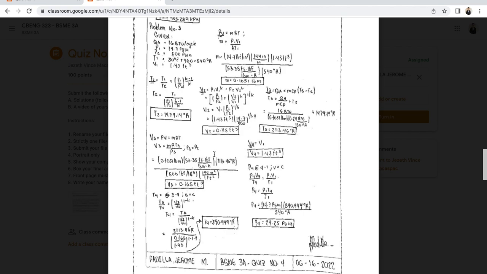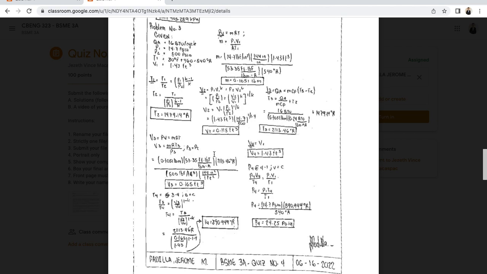And for the V2, yung formula is P1 V1 raised to K equals P2 V2 raised to K, or P1 over P2 equals V2 over V1 raised to K, raised to 1 over K. Dahil kukunin natin yung V2, yung formula na magagamit natin is V1, which is 1.43 cubic feet, multiplied by P1, 14.7, over 500, which is the P2, raised to 1 over 1.4. So, yung nakuha nating value for the V2 is 0.115 cubic feet.